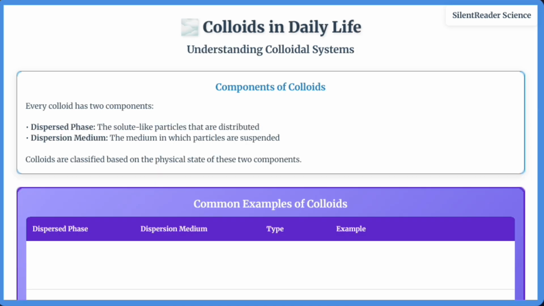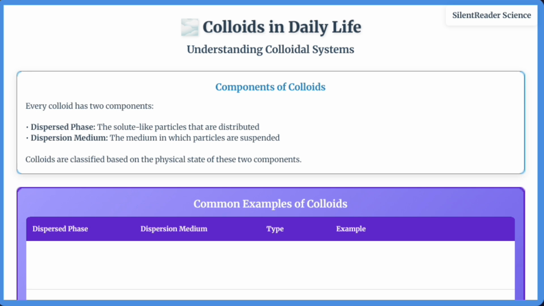Colloids are everywhere in our daily life, and they're classified based on the states of their two components: the dispersed phase, the particles, and the dispersion medium, the surrounding material. We have aerosols like fog and smoke, emulsions like milk and face cream, foams like shaving cream, sols like milk of magnesia, gels like jelly and cheese, and solid sols like colored gemstones. Each type has specific characteristics and applications.